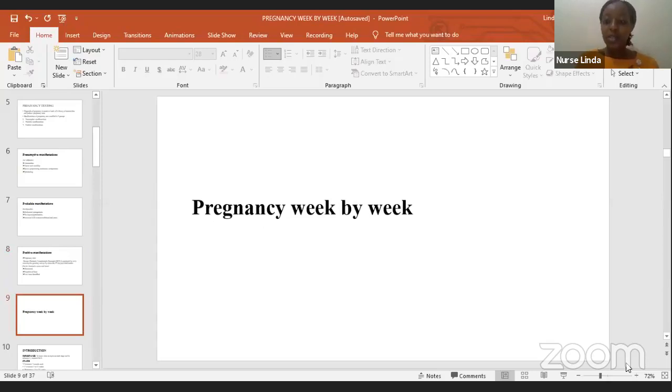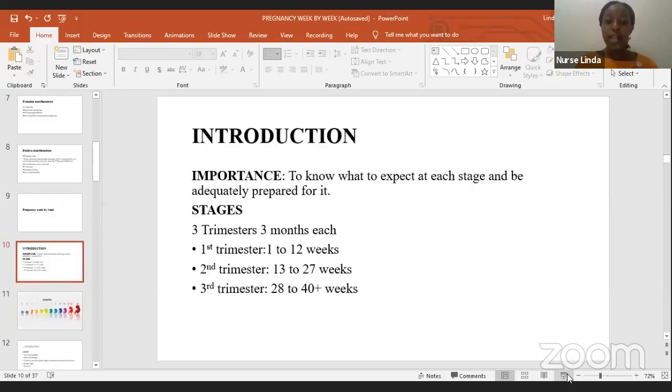So next we move to the main agenda of the day, and that is pregnancy week by week. Pregnancy entails a lot of things. I may not be able to discuss all of them due to the limited time that we have, but I'll try to touch on the major things that we need to know as the people that will be providing maternal health care to these women and their families.